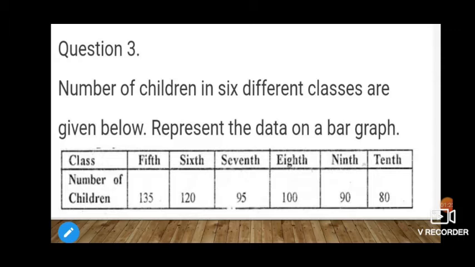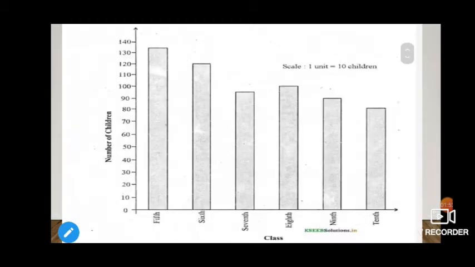How do we choose the scale? See here, what is the maximum, children? 135. So 135 means the nearer round number is 140. 140 we have to divide into equal parts, like 10 equal parts or however it is possible. So I will divide it into 10, 10, 10, 14 equal parts. So our scale is 1 unit is equal to 10 students. Here, children, you can draw bar graphs either in a horizontal way or in a vertical way.